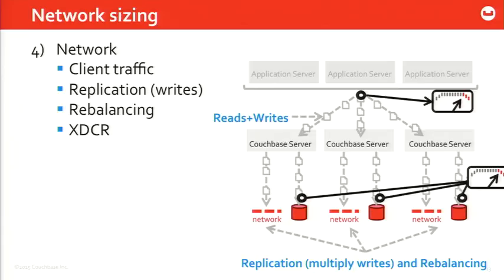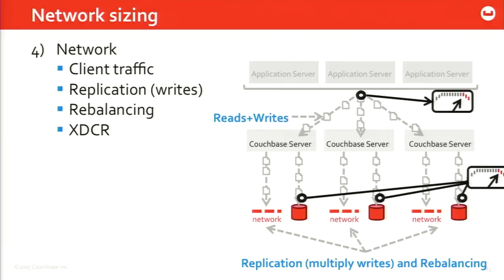Network is usually almost not even worth talking about, but keep in mind that there is network traffic being used. Writes into the system are going to be multiplied by how many replicas you have, so that's going to increase the overall bandwidth. Doing rebalancing is going to pull data off of one node and send it to another. That's going to use some network traffic.